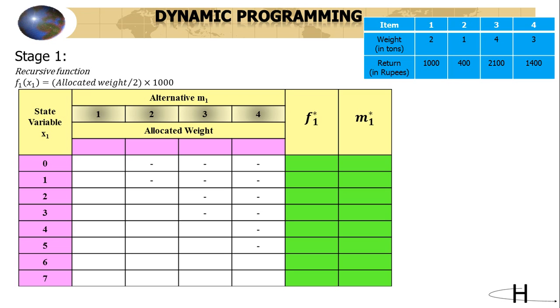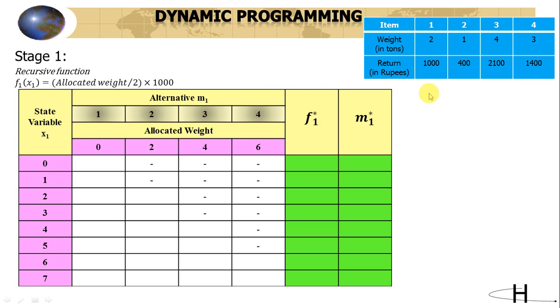Now the allocated weights will be, in the first alternative it will be 0, in the second alternative it will be 2, in the third alternative it will be 4, in the fourth alternative it will be 6. Now recursive function for the stage 1 will be allocated weight divided by 2, with respect to weight of the item, multiply by 1000. Now 1000 is the return value.